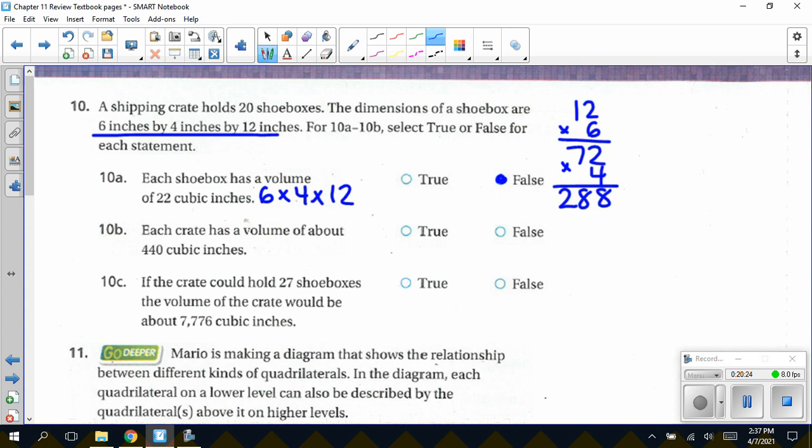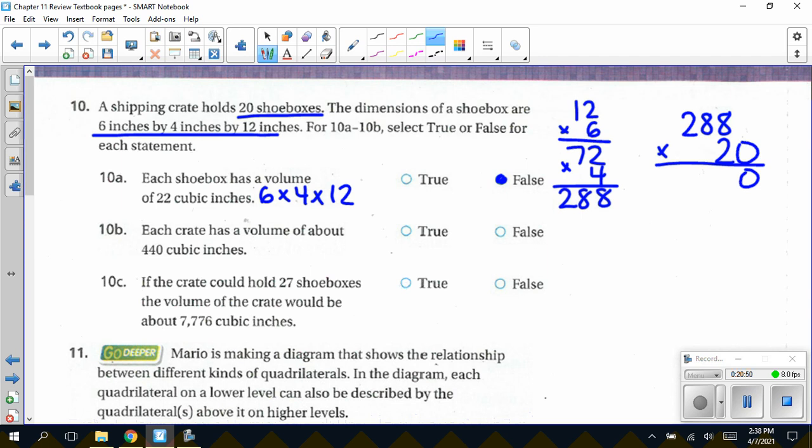Now for B, they want to know, each crate has a volume of about 440 cubic inches. Well, I know the volume of one shoebox is 288. I know that there are 20 shoeboxes. So I'm going to take 288 times 20. So I'm going to drop my 0, and then I can just do 288 times 2.